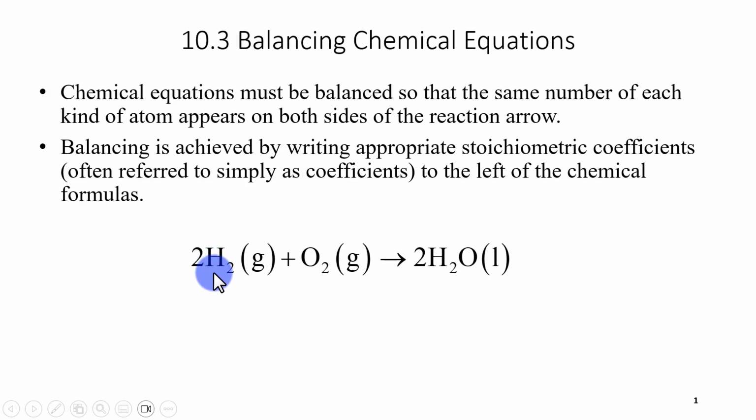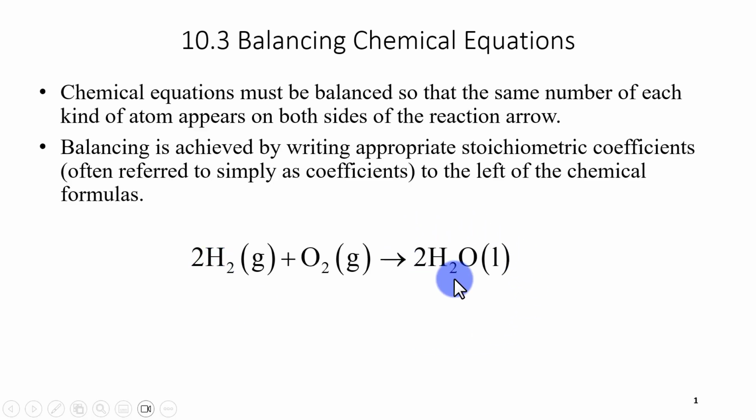To figure out how many hydrogen atoms I have, we multiply the coefficient by the subscript. 2 times 2 gives me 4 hydrogens. We do not add them, we multiply them. So 2 times 2 gives me 4. Now, it just so happens that even if you did 2 plus 2 it would give you 4, but if you had a 4 here, that would be 4 times 2, 8, not 4 plus 2, 6. So 2 times 2 gives me 4 on this side.